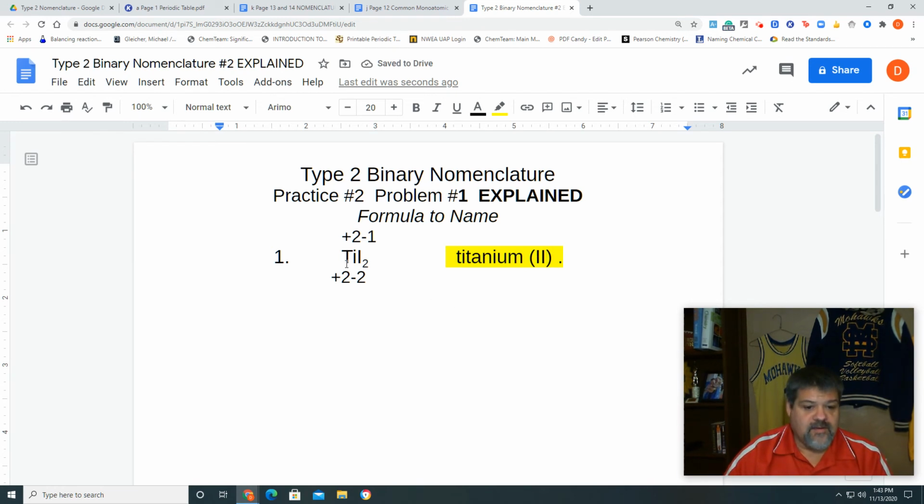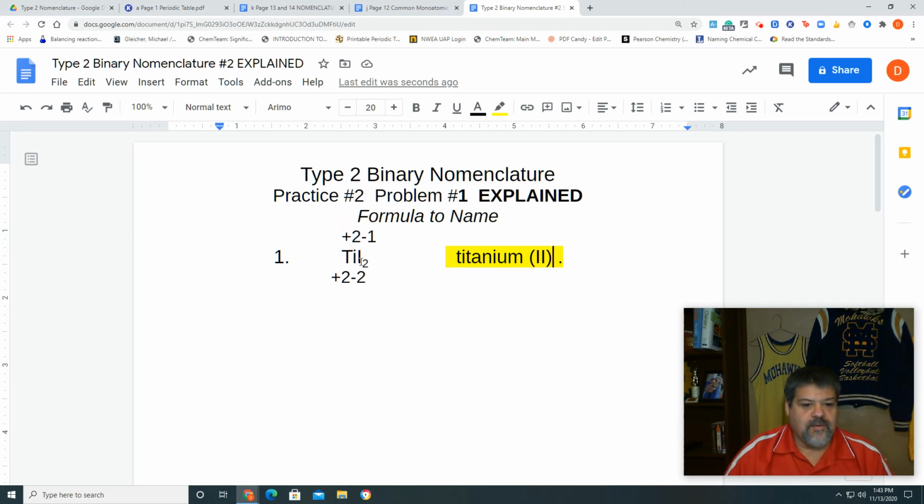The other way I could do that is, again, if the charge for iodine is the same as the subscript for titanium, which it is, then whatever the subscript for iodine is, is the charge for titanium. And that's where we get the 2.